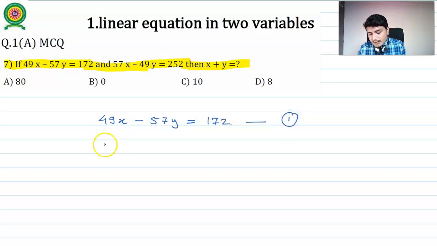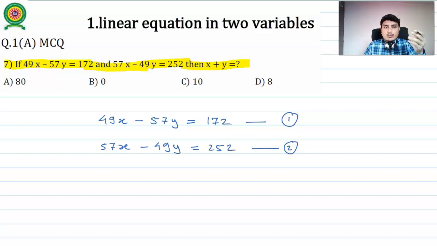Look at the second equation. We have 57x minus 49y equals 252. Call it equation number 2. Check the coefficients of variables x and y in both equations; they are interchanged. 49 is the coefficient of x in equation 1, while 49 is the coefficient of y in equation 2. And the same thing goes for 57.